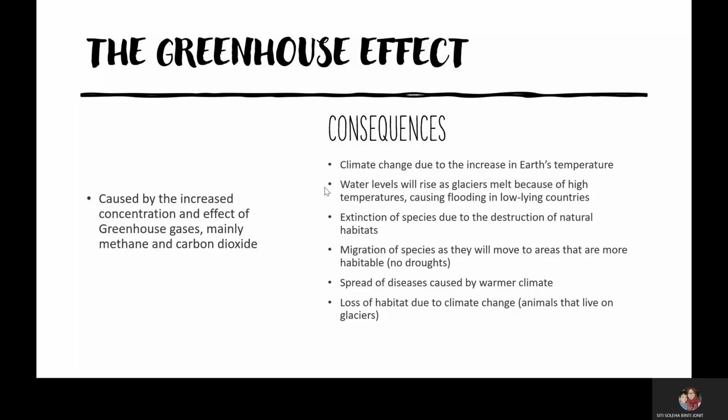Water level will rise as glaciers melt because of high temperatures, causing flooding in low-lying countries. Extinction of species due to destruction of natural habitats. Migration of species to move to areas that are more habitable. Spread of disease caused by warmer climate. Loss of habitat due to climate change. Animals that live on glaciers will lose their habitat.